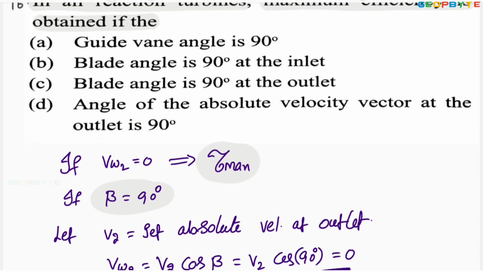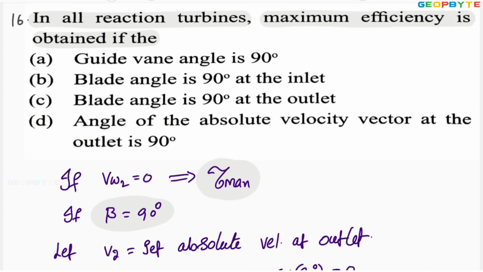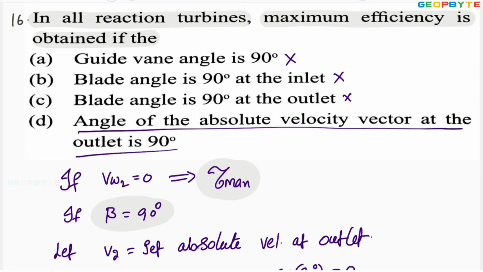Now let us read the options. Once again, let me read the problem. In all reaction turbines, maximum efficiency is obtained if option A, guide vane angle is 90 degrees, not guide vane angle. The absolute velocity of the jet has to make 90 degrees. Blade angle is 90 degrees at inlet, no. Blade angle is 90 degrees at the outlet, no, not blade angles. Jet velocity, angle of the absolute velocity vector at the outlet is 90 degrees. Absolutely correct. Option D is absolutely correct. You please remember this point. This is very important problem. Let us take one more problem.